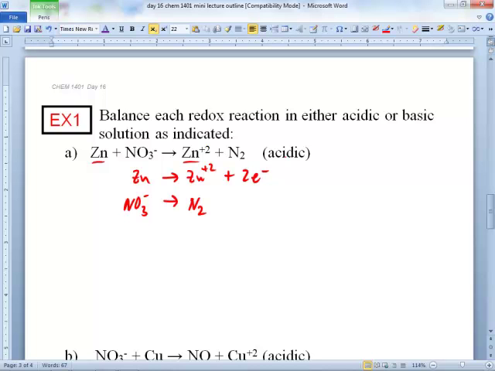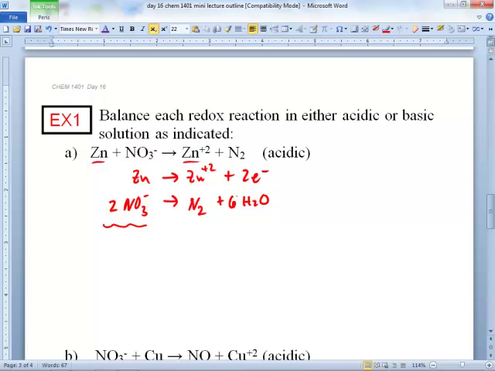Balance all atoms but O and H. So that means, right, just the N. So I would put that there. And then balance O by adding H2O to the right side. Okay, how many oxygens do I have on this side? Everybody see it? 6. So how many waters do I have to add over here? I have to add 6. Right? Because each H2O has only 1 oxygen. So I have to add 6 O's, 6 waters.